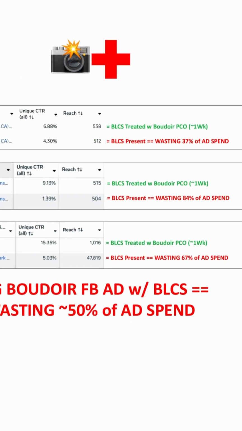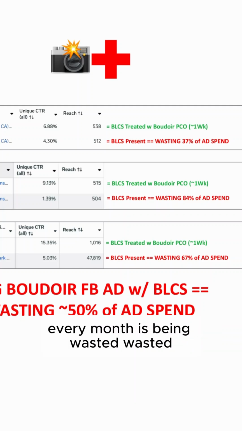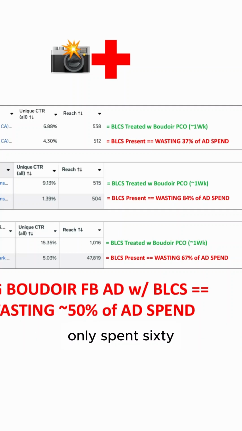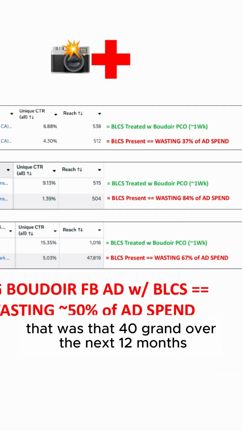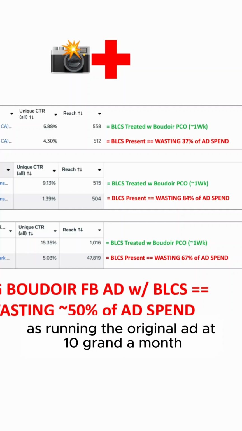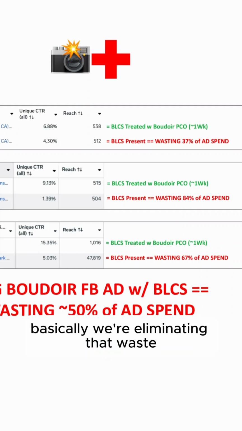So if they're spending 10 grand a month on Boudoir Facebook ads, $3,700 a month, every month, is being wasted. So what we can do is eliminate that wasted ad spend, only spend $6,300 a month on the new Boudoir Pico treated ads. So pocket that, what's that, 40 grand over the next 12 months, kind of phantom profit back in the business owner's pockets. And that will get our ad into the same number of women's brains as running the original ad at 10 grand a month. So we're basically eliminating that wasted ad spend, putting it back in our pocket.